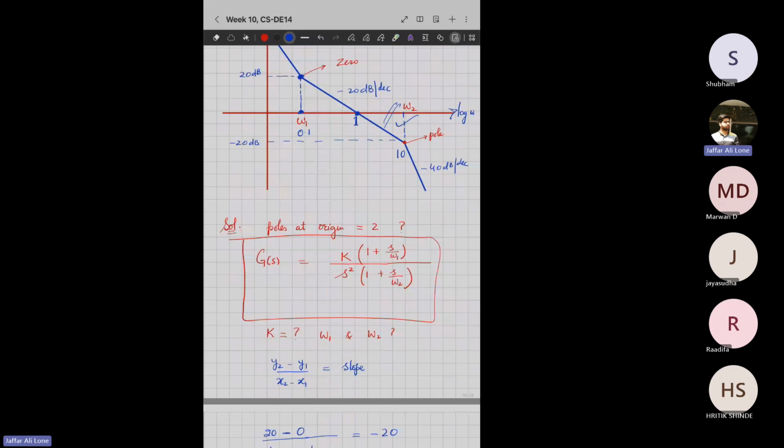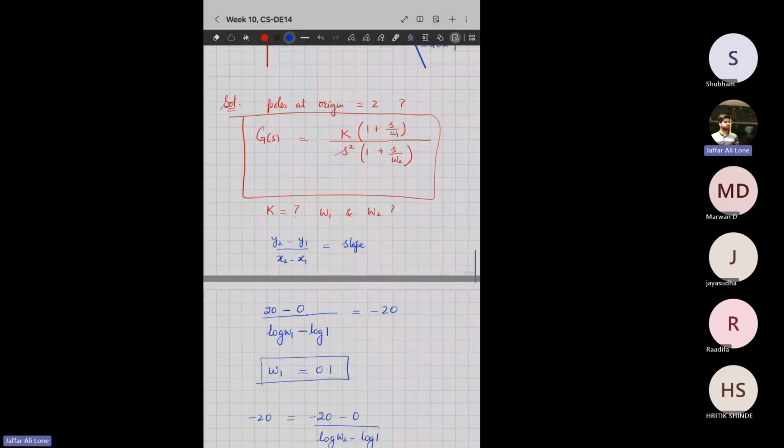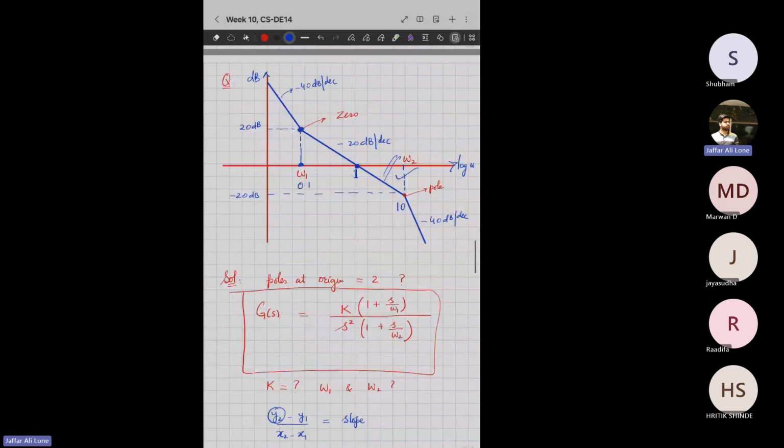It doesn't matter, Shubham. Just make sure you are applying this formula correctly. So y2 minus y1 in the numerator, and in the denominator it should be x2 minus x1, or you can write it the other way around, y1 minus y2. So you can keep log 1 as x2 or 20 as y1, it doesn't matter, right? The answer will be the same.